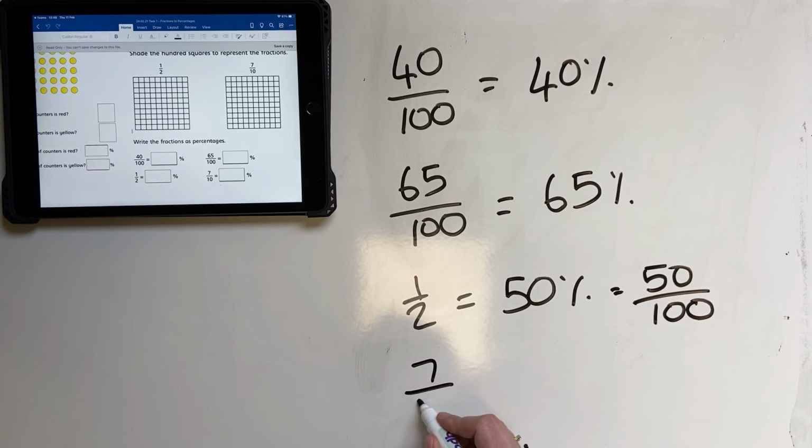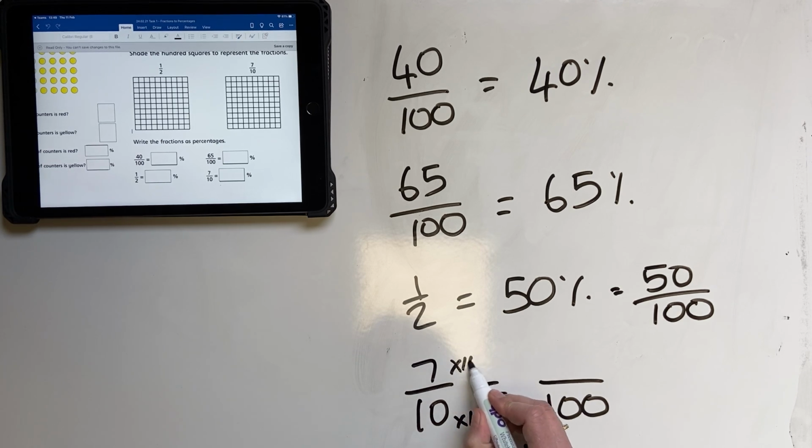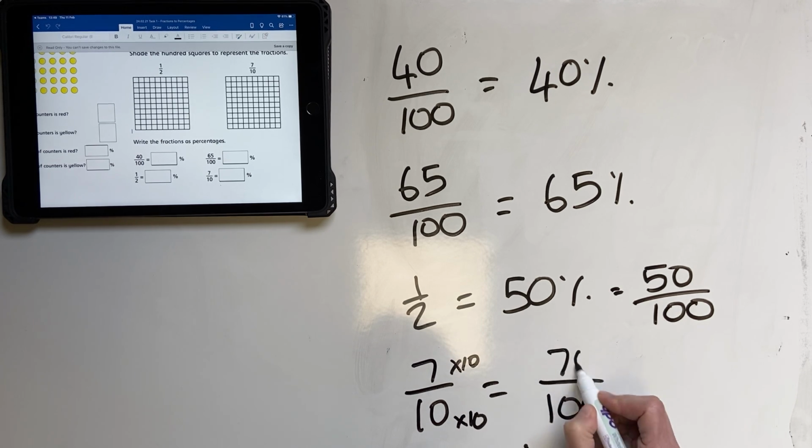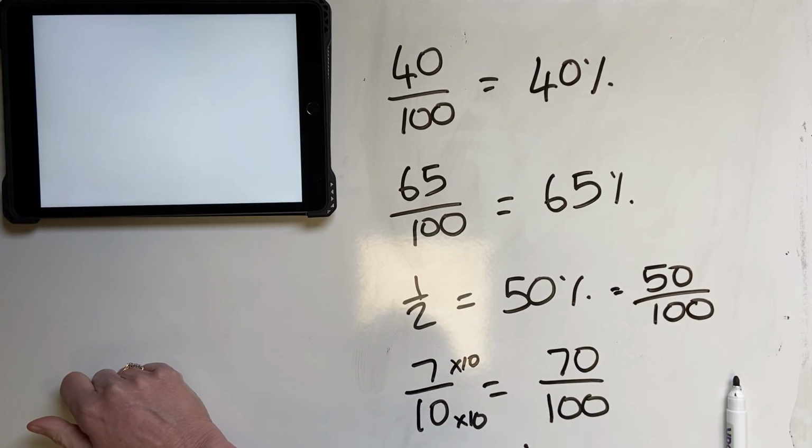And then 7/10 is the equivalent, what's the equivalent fraction in hundredths? Well, just like we've just done, we times the numerator by 10, so we have 70 hundredths. So that is task 1. Task 2.